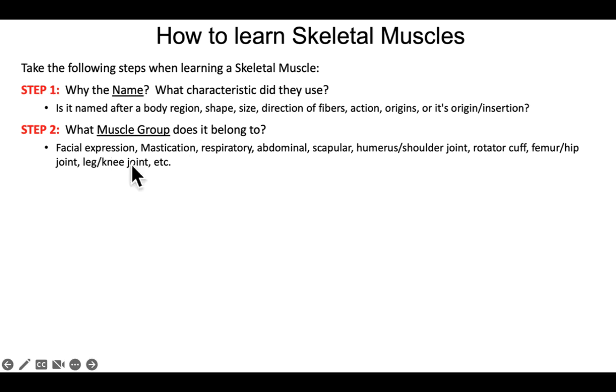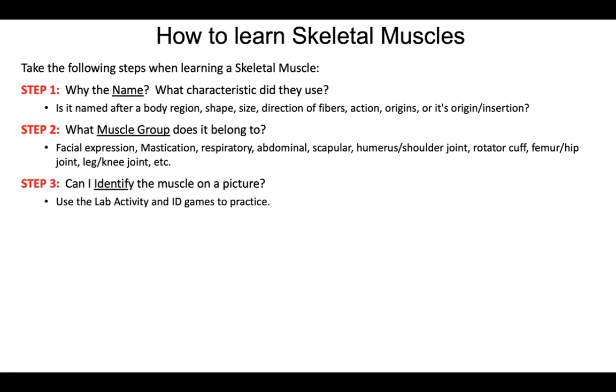So learn a group, all right? They're all going to be similar because they all do a similar thing. So you learn those all together, and then you move on to the next group. Number 3, pretty simple. Can I identify it on a picture? Obviously, your lab activity is going to supply all the pictures that are going to be fair game.